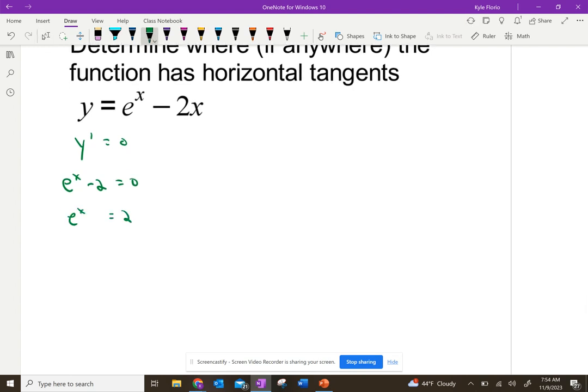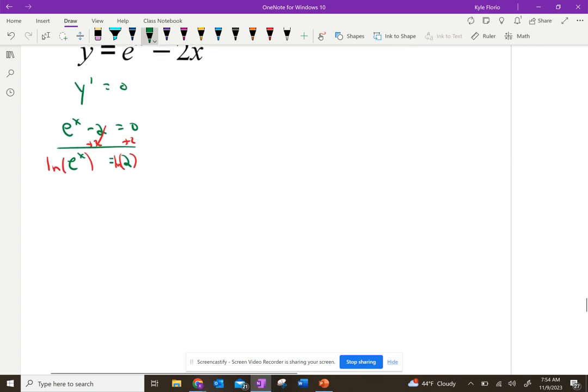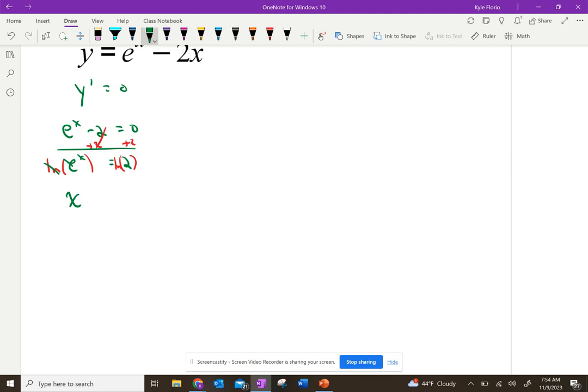We get e to the x equals 2. Now how do I solve for x? We need the inverse function of e to the x, which is the natural log. So I'm going to take the natural log of both sides. The natural log and e to the x are inverse functions. They undo each other, and that just leaves me with x equals the natural log of 2.